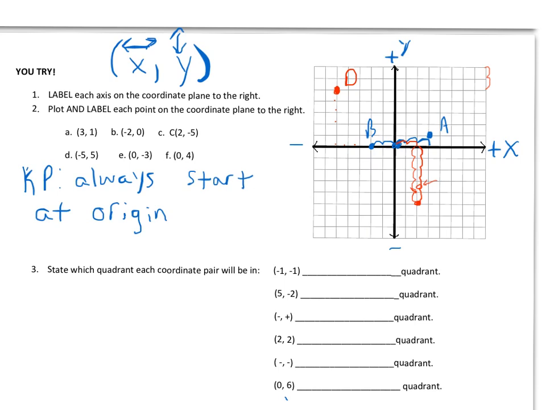Okay. E. This one right here, and I want you to mark it because this is the most missed problem out of all of them when you start with a 0. Okay? So, my x is 0. Remember, my x tells me to move left or right. If it's 0, I'm not moving left and I'm not moving right. So my first move is I stay right at the origin. And then my y is -3, so I got to go down 3. So 1, 2, 3. Okay, so there's my point E.